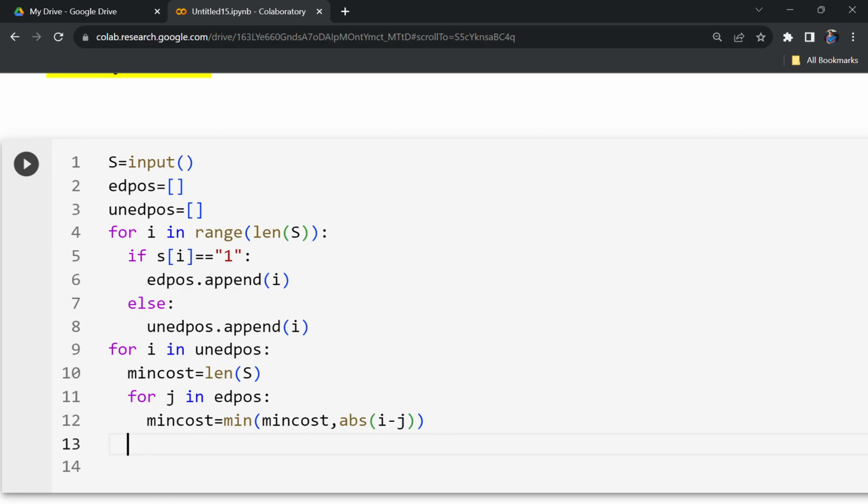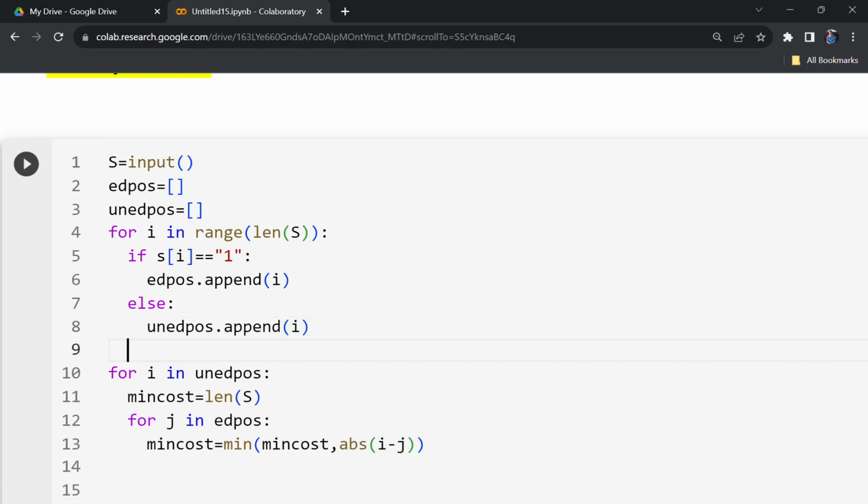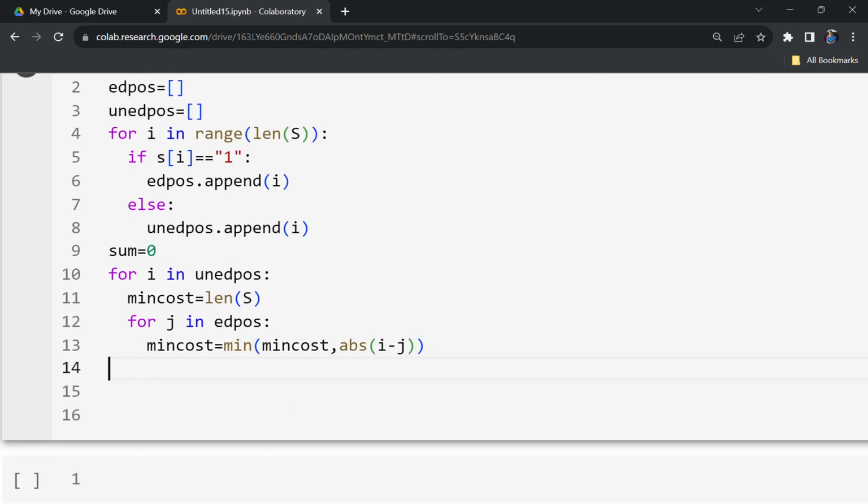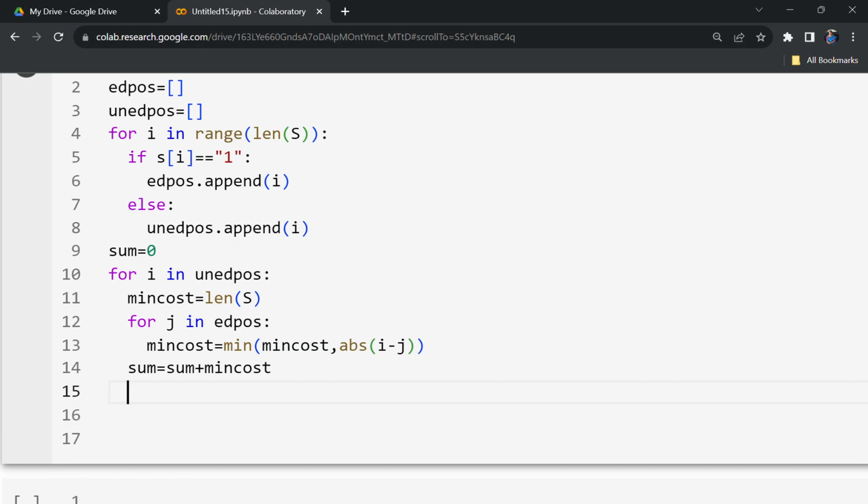Then I must consider one more variable, that is sum. We have to collect the sum of all these minimum costs. For that we need to take sum equal to 0. Now after this j loop, what I will do is sum equal to sum plus min cost. Okay. Finally, print sum.